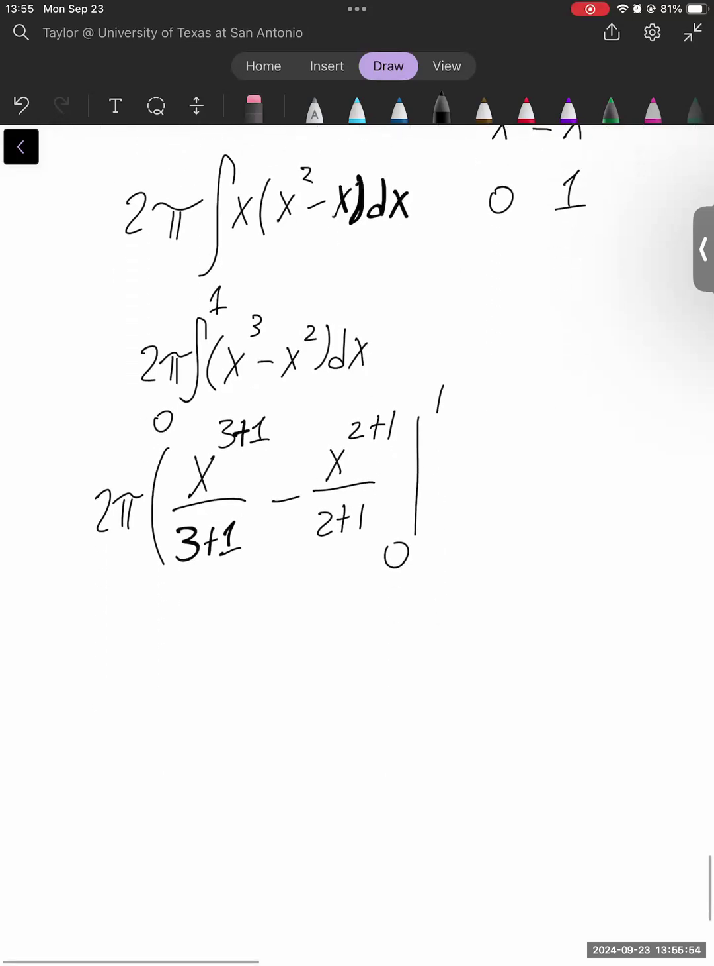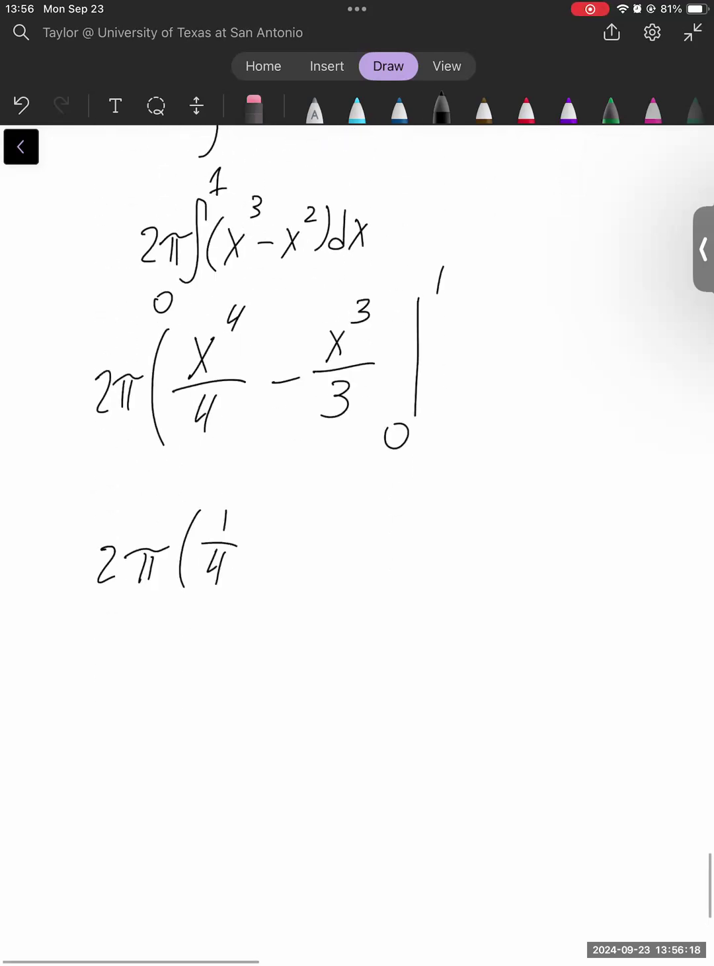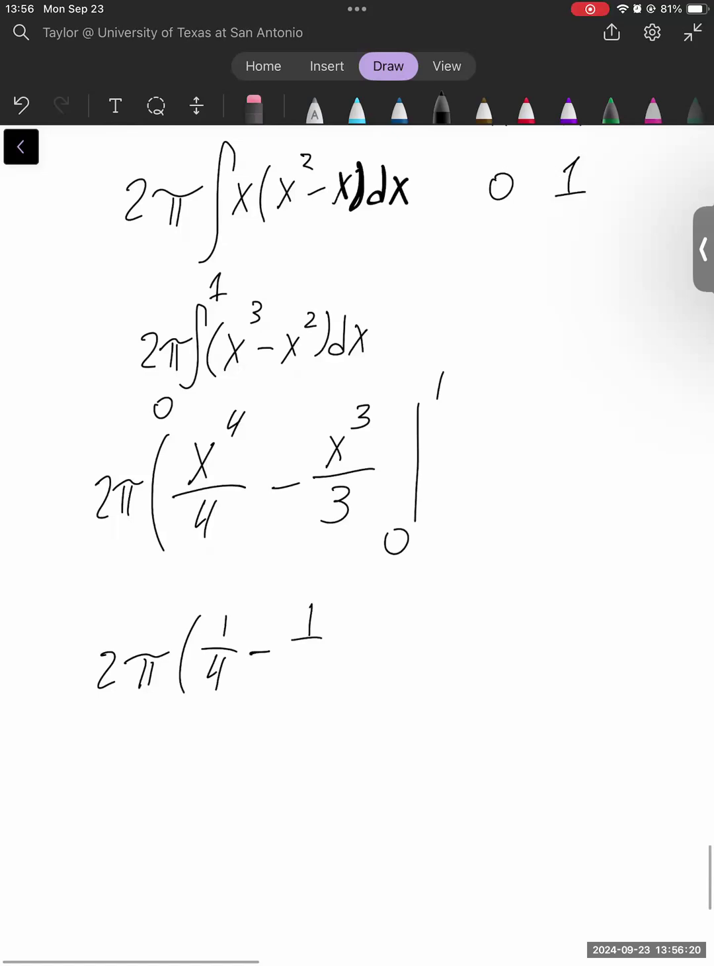All right. Cleaning this up, I get x to the 4th over 4 minus x to the 3 over 3. Sending in 0 gives me 0. Sending in 1 gives me 1. So I get 2 pi times 1 over 4 minus 1 over 3. We agree?